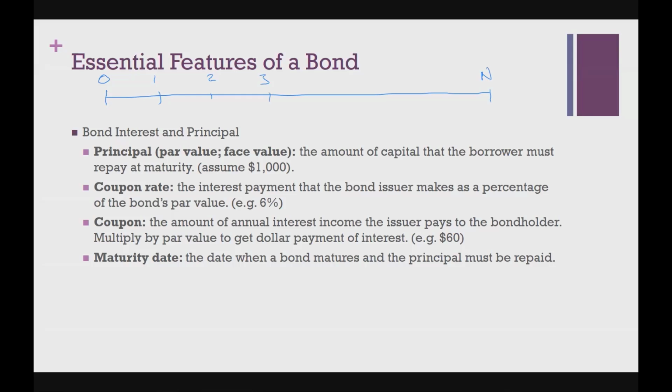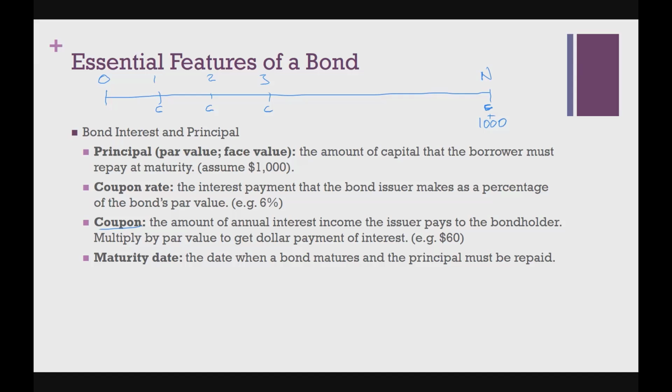So the first one is the principal. Principal is the par value. The other name of principal is par value or face value. This is the amount of capital the borrower must repay at maturity. So at the end of the bond period, you receive $1,000. And then you receive a couple of coupons, which I will mention in a moment. Coupons every single period. These are the C's, which mean the coupons every single period, plus at time N, the bondholder receives a coupon.